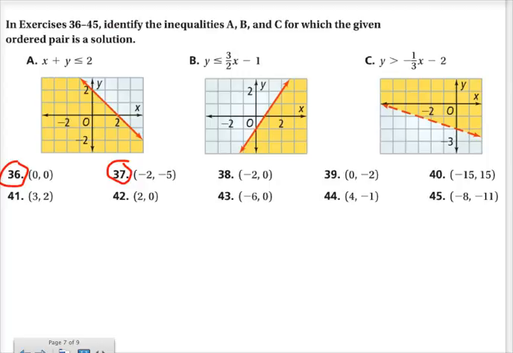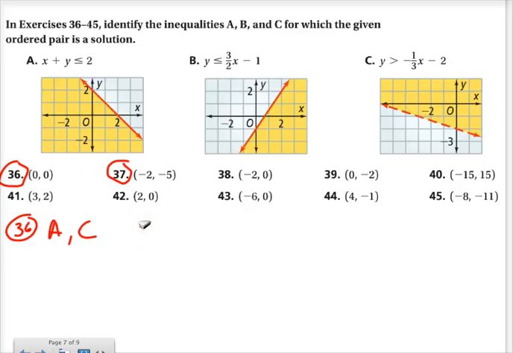Next group of problems I thought maybe, just maybe, somebody would get stuck on. Number 36 is asking us to identify the inequalities A, B, and C where this ordered pair is a solution. 36 says, how about 0, 0? Well, it's definitely a solution to A. It's in the shaded region. So for 36, one word for A. We check B. Nope, not shaded. We check C. Yep, it is shaded. So A and C would be the correct answer for number 36.